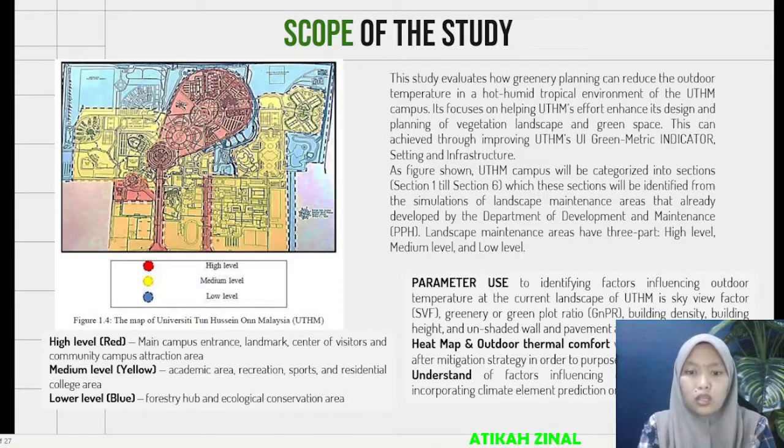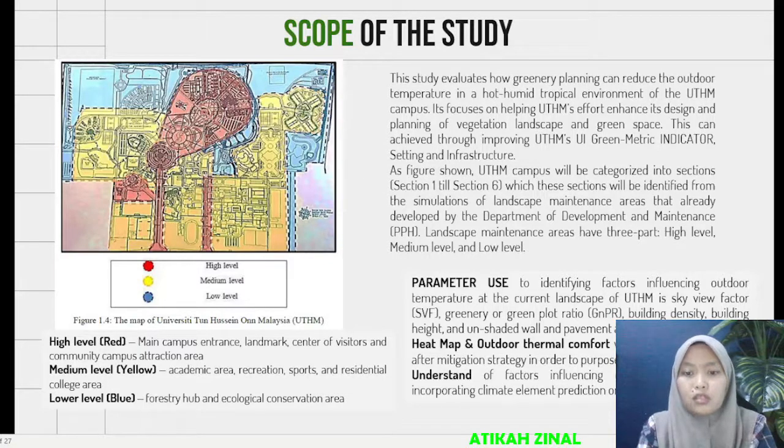To identify the existing landscape, we use the simulation of landscape maintenance areas already developed by the Department of Development and Maintenance (PPH). On the map, we have three parts of the UTHM area: red, yellow, and blue, which are high level, medium level, and low level. The high level is the main campus entrance, landmark, center of visitors, and community campus attraction area. The medium level, in yellow, is the academic area, recreation spots, and residential college area. The blue, lower level, is the varsity hub and ecological conservation.